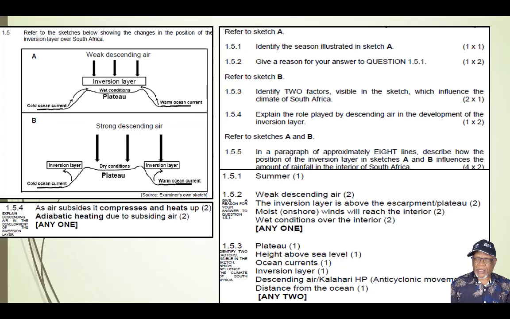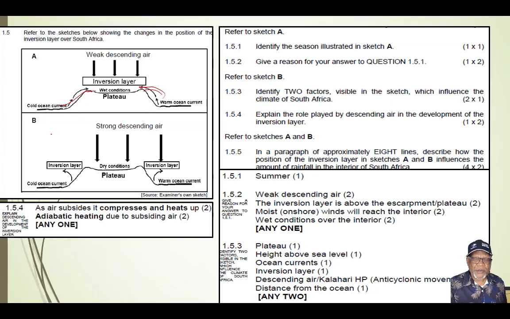Weak descending air, moist onshore winds will reach the interior. So you can see warm, moist air reaching the interior, and then wet conditions over the interior. So those are the reasons why we say this is summer. And then the next question: identify two factors visible in the sketch which influence the climate of South Africa.